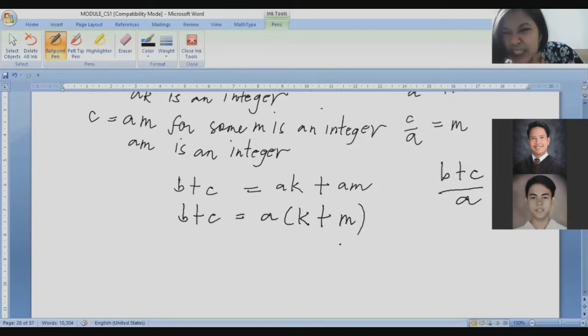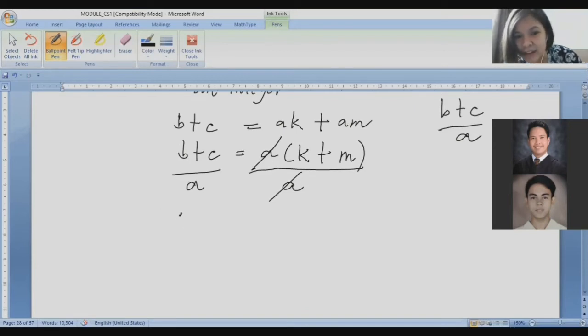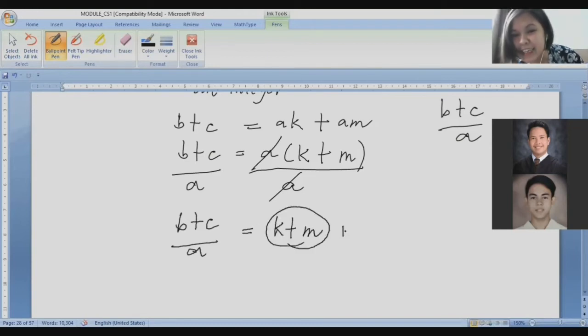So, paano ko siya gagawin denominator? Para magawa ko siyang denominator, i-divide ko to both sides by A. Okay? Para na-cancel si A dito. Ayan. So, ngayon, ano na matitira? So, B plus C divided by A is equal to K plus M. So, ito pala yung integer na to. Is an integer. Yung kinestion mark ko kanina.